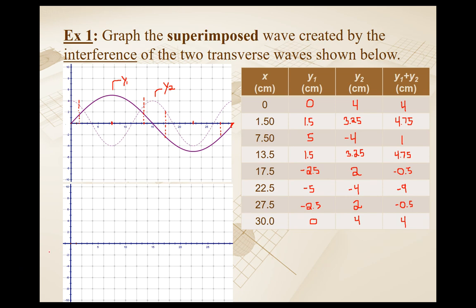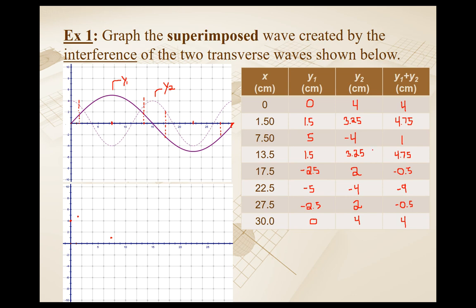So when x equals 0, the superimposed wave is going to have a y value of 4. When x is 1.5, we're at 4.75. So 1.5, 4.75 would be about right there. Okay, and then we have at 7.5, we're at 5 and -4, which gives you 1. So 1 is going to be located here.